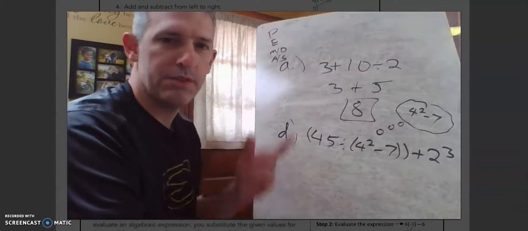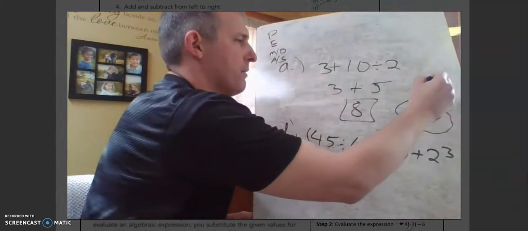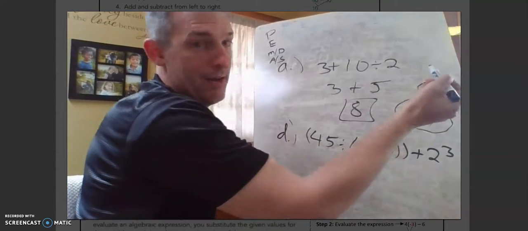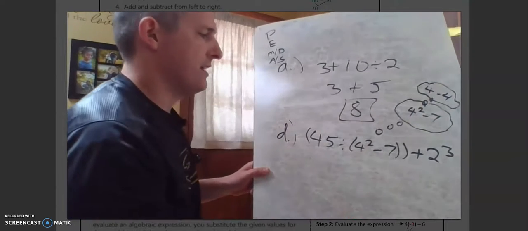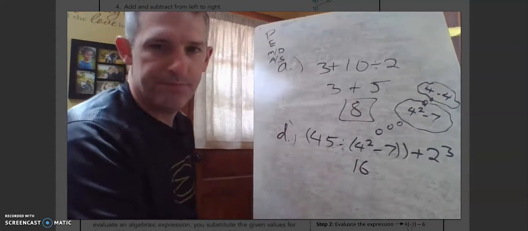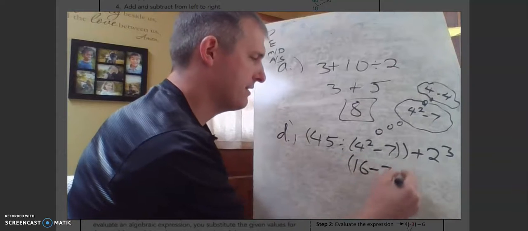Okay, well, I would do the 4 squared first. 4 squared, and if you remember, a thought bubble inside of a thought bubble, why not, right? 4 times 4, which is 16. So I'm going to write 16 down here. But don't forget we haven't done that minus 7 yet.